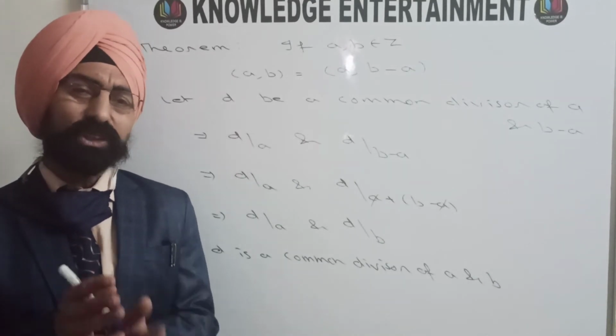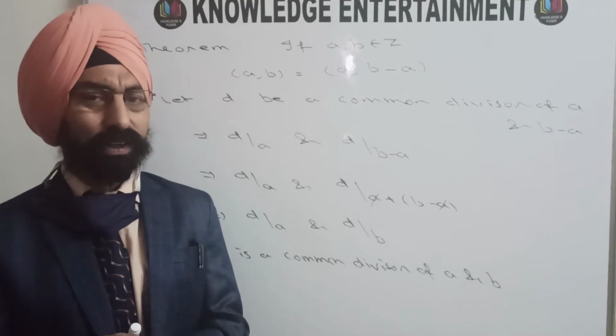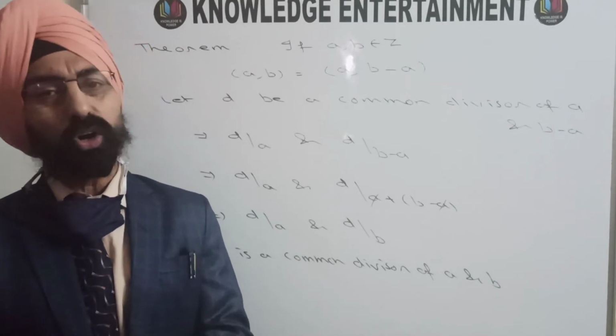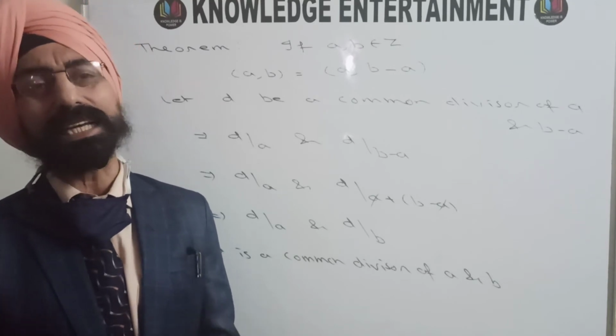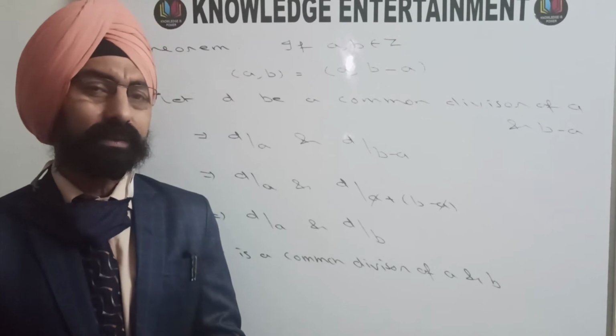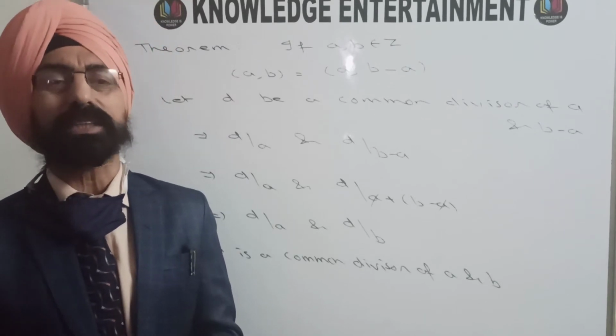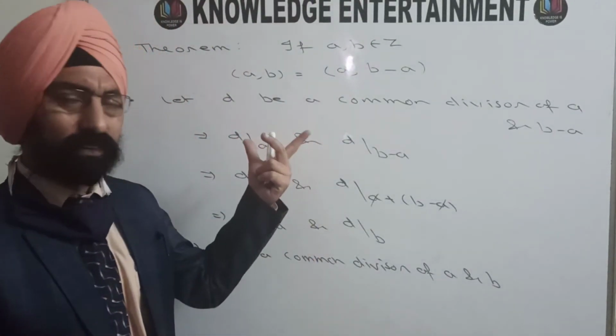And in this way, we have proved that common divisors of A and B and common divisors of A and B minus A are exactly the same. And if the common divisors are exactly the same, then the greatest common divisor must also be the same. So this is the proof of one of the parts.